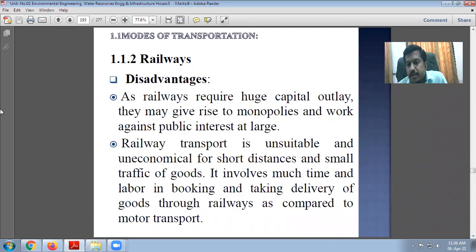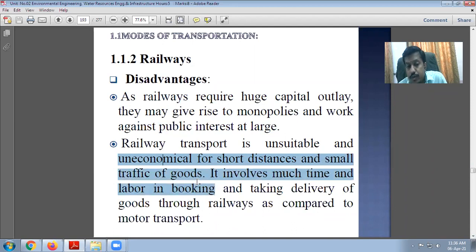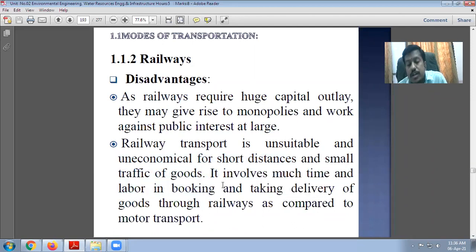Then the railways require huge capital outlay. This may also give rise to monopolies and works against public interest at large. These are unsuitable and uneconomical for the short distance and for small traffic goods.